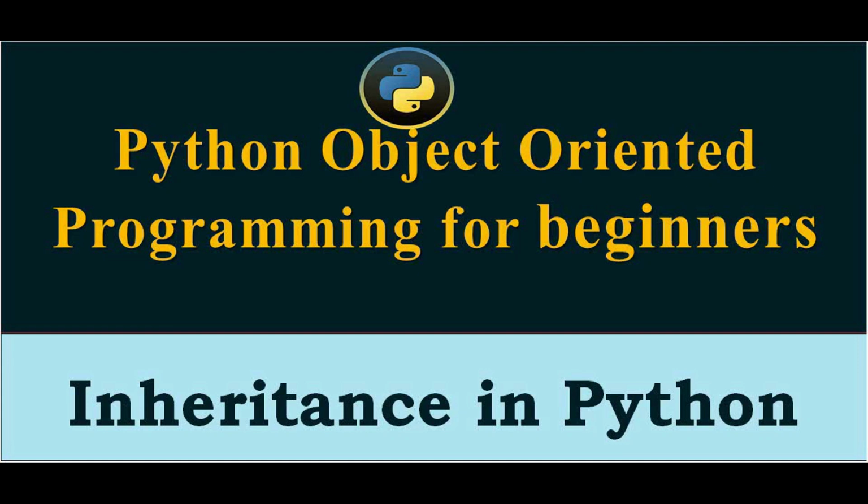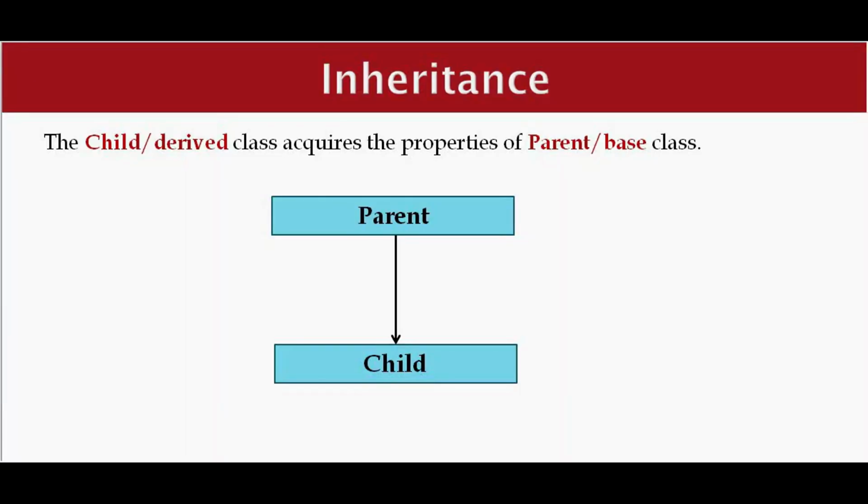Let's see about one of the powerful features of object-oriented programming called inheritance in this video. And we are going to see how this inheritance is implemented in Python. So let's see the definition of inheritance. We have a parent class and child class. The process of inheriting the properties of the parent class into a child class is known as inheritance.